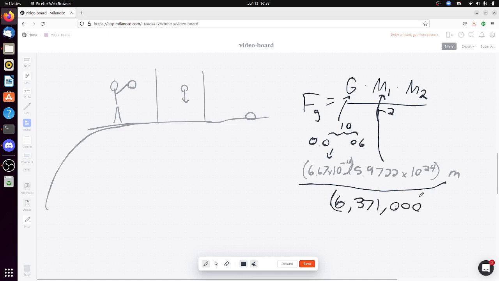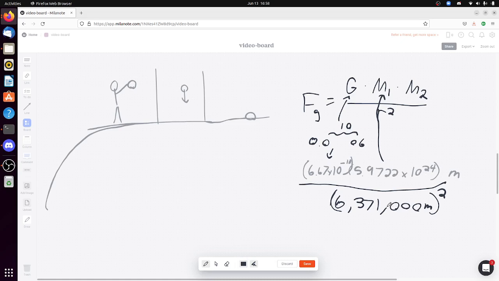And like I said before, that is 6,371,000 meters. And you square that. So if we're talking 6 million and change, we're going to be talking 36 trillion when we square that. So a gigantic number on the denominator. So we have a very large mass for the Earth, and we have a very small gravitational constant in the numerator and a very large radius in the denominator.